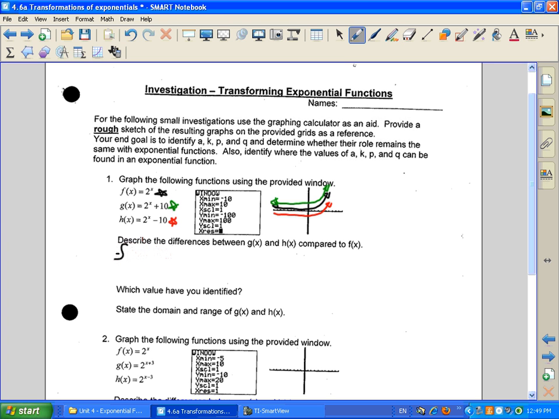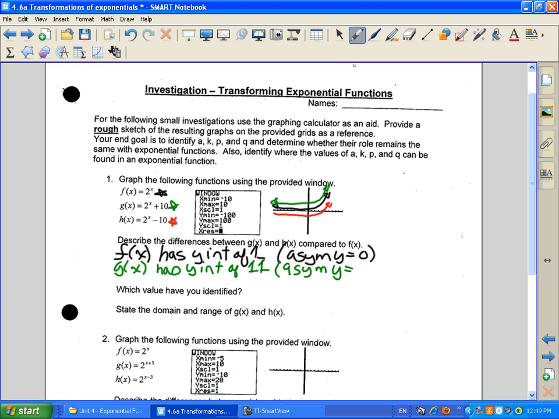So for f of x, ladies and gentlemen, it has a y-intercept of what? Same as last page, y-intercept of 1. Why is that? Because we had the asymptote of y equals 0. Okay, moving along to g of x. So g of x has a y-intercept of 11. If you're not sure, you could just plug in. I'll show you in just one second after I've done this. Okay, so that's y equals 10 is your asymptote there.